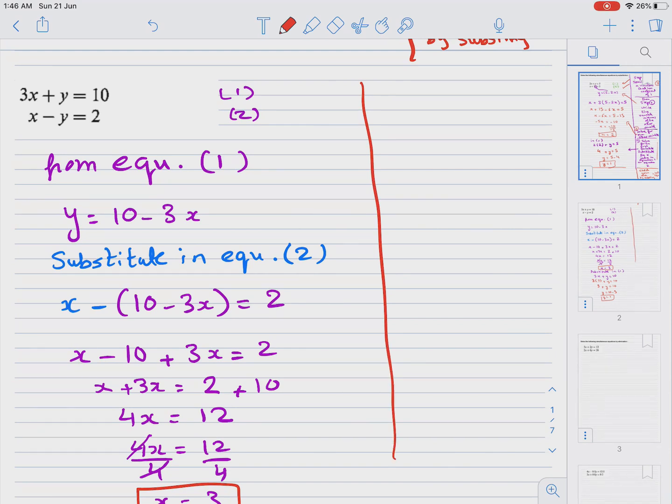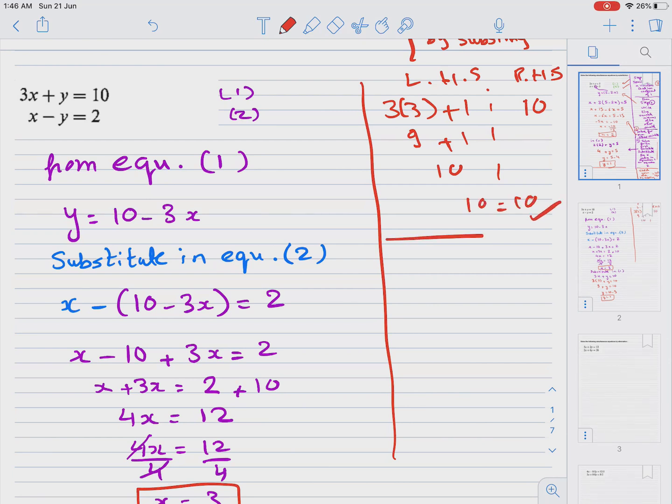Let us just do the steps of the substituting here. So 3 times 3 plus 1, this is the left hand side. Then 9, and this is the right hand side, was what? 10. So let's see, 9 plus 1, 10. Yes, 10 is equal to 10. So I am right.